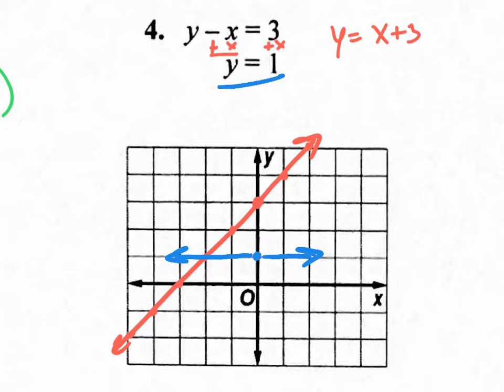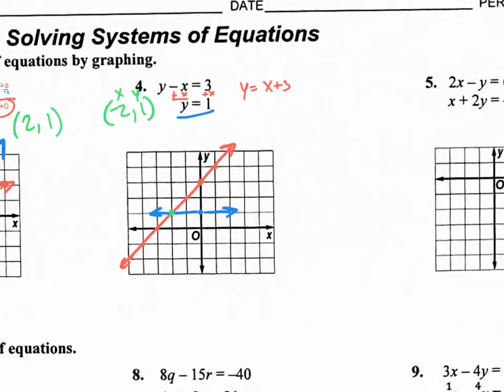The solution to this system will be that point of intersection, that single point that they share, which is the location (-2, 1). So the answer is (-2, 1). Again, you could plug in x being -2 and y being 1, and it should work for both top and bottom equation. It should be true for both.